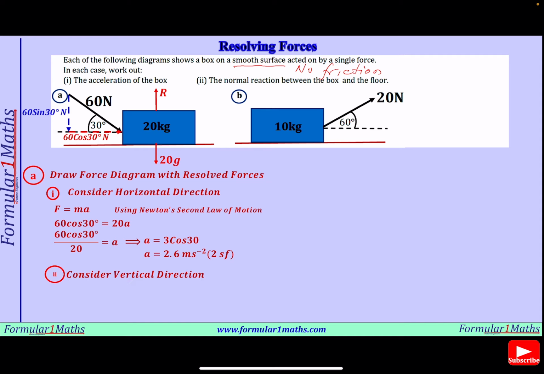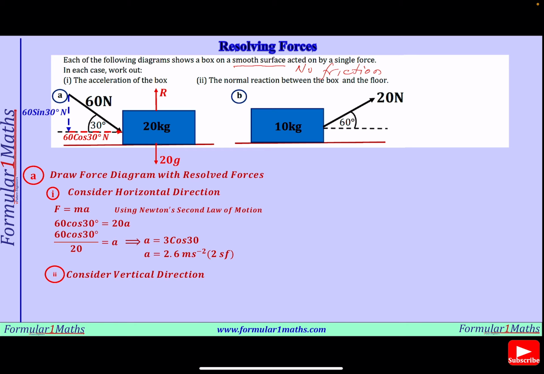For the normal reaction between the box and the floor, we need to consider the vertical direction. Now, there is no motion in the vertical direction. The box is not moving up or down. So we can say that the total upward forces must be equal to the total downward forces.